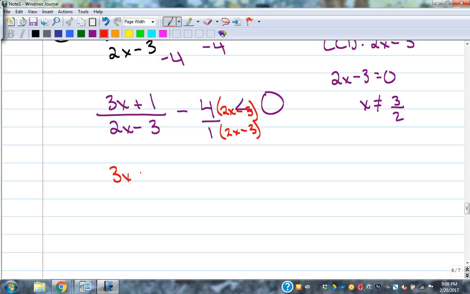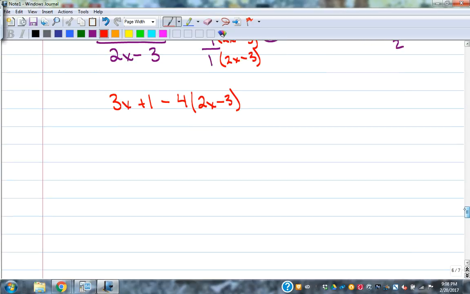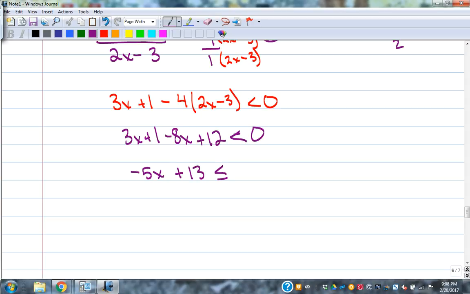So that's 3x plus 1 minus 4 parentheses 2x minus 3, and is less than 0. Sorry. And then solve that. So that'd be negative 5x plus 13 is less than 0. Strictly less than here, no equal to on this one.